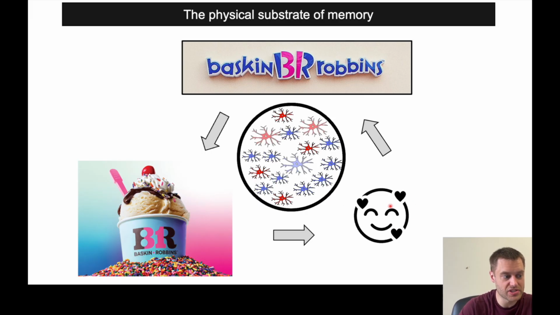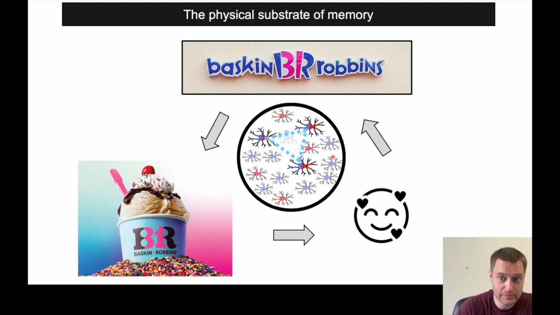And all of these neurons that are associated with these various aspects of this memory will become wired together so that when you see the Baskin Robbins sign, it makes you think of the ice cream or the taste, or it makes you think of the happiness. But the point is that the memory is actually the activity or the pattern of activity in this group of neurons that we will call a neuronal ensemble, okay?